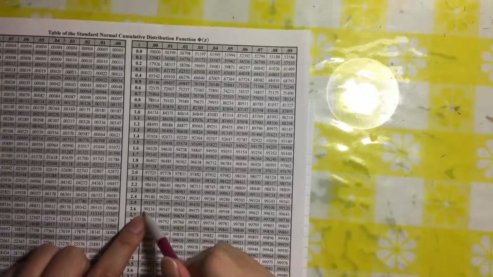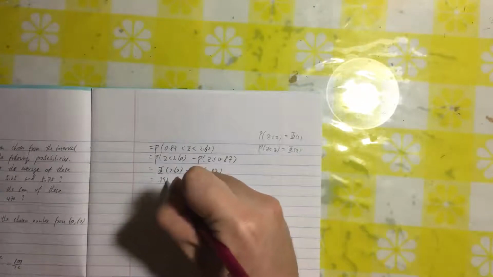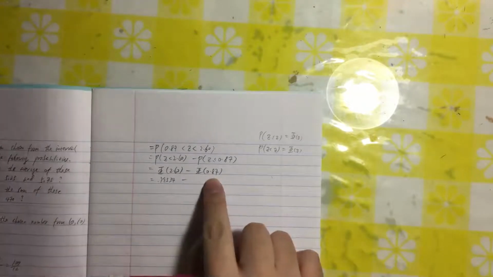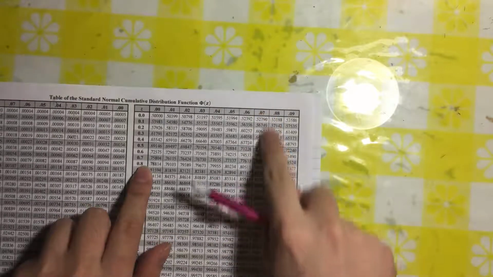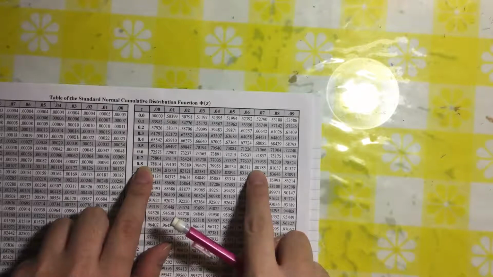That's the table of the standard normal CDF. First of all, let's find phi of 2.60. Phi of 2.60 is here. 0.99534. Next, we need to find phi of 0.87. 0.87 is here. It's 0.80785.